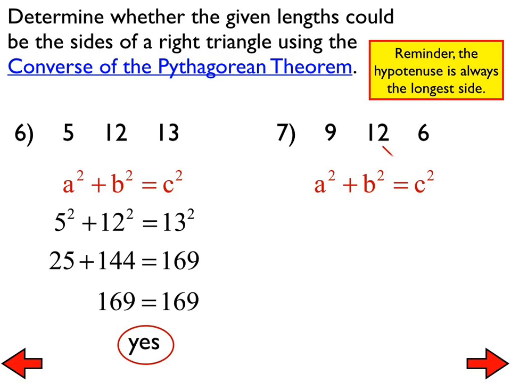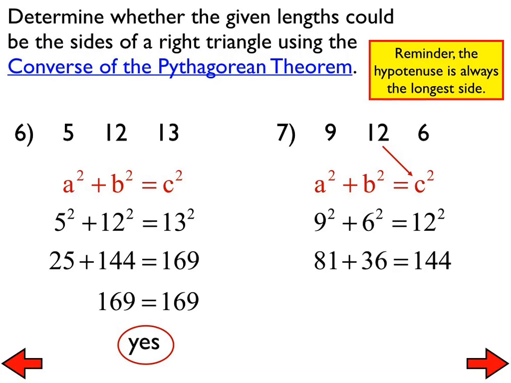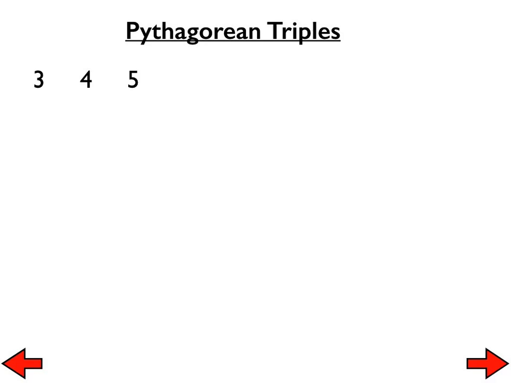And in number 7, we need to make sure that 12 is the hypotenuse. And when we check with the Pythagorean theorem, this does not make a true statement, as you can clearly see. So therefore, this might be a triangle, but it's certainly not a right triangle. All right, so now a couple of word problems where we utilize the Pythagorean theorem.